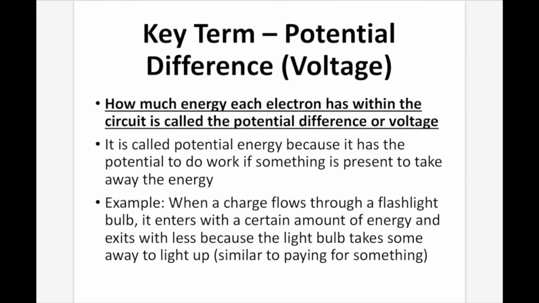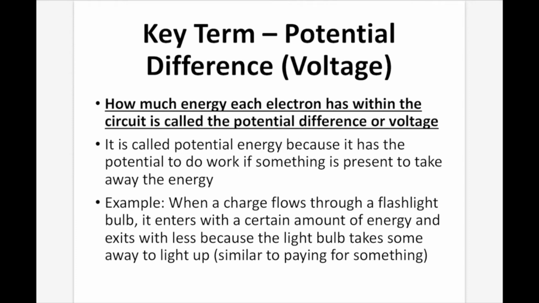Potential difference, otherwise known as voltage. Now voltage is how much energy each electron has within the circuit, and it's called potential difference or voltage. It's called potential energy because it has the potential to do work if something is present to take the energy away. For example, when a charge flows through a flashlight bulb, it enters with a certain amount of energy and exits with less because the light bulb takes some away to light up, similar to paying for something.